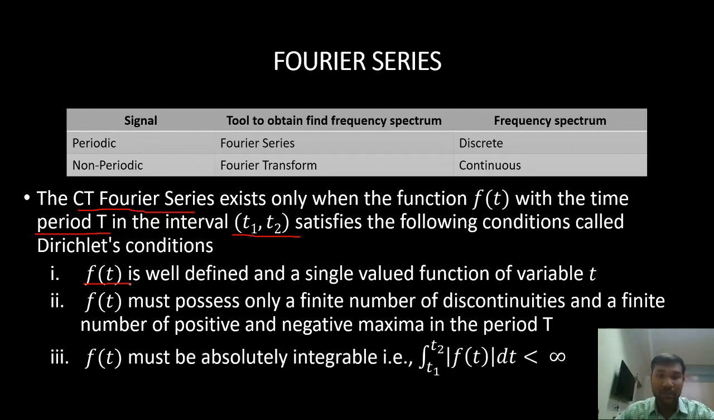The third one is that f of t must be absolutely integrable over the given period t1 to t2. The integral of mod f of t dt should always result in a value less than infinity. So these are the three conditions.